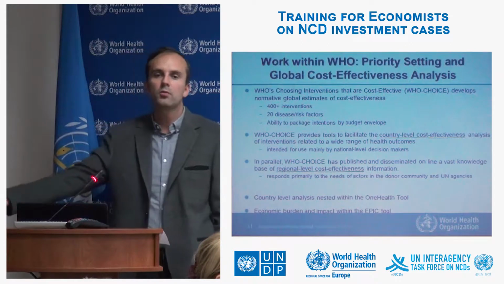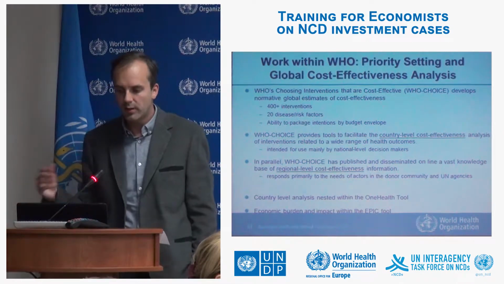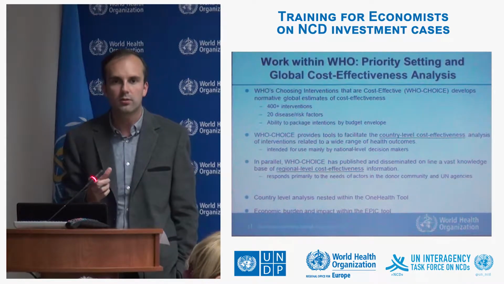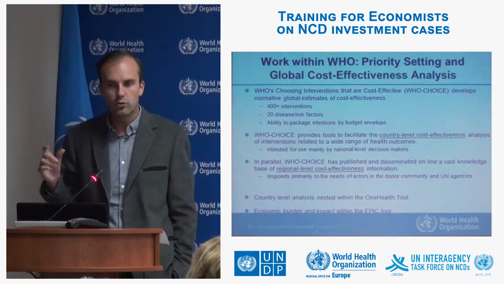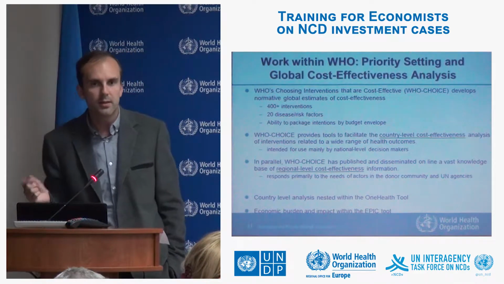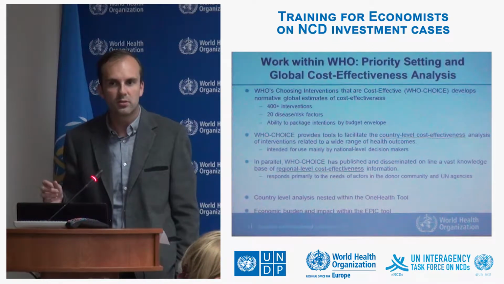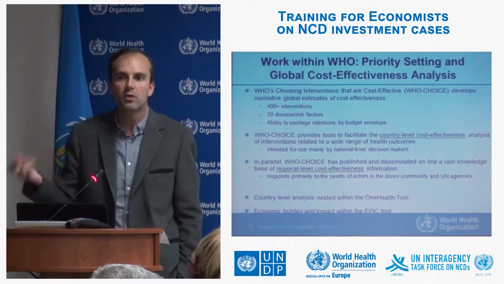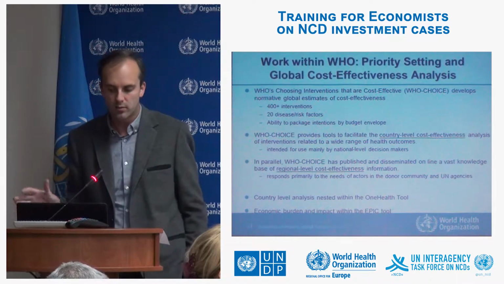So to put this within what we do at the headquarters global level of the WHO, this sits within work called priority setting and cost effectiveness analysis, which is under something called WHO CHOICE, which stands for WHO's choosing interventions that are cost effective, which comes to CHOICE. And the idea there is that we analyze different interventions, different things that you can do within health, and compare them in terms of how much they cost and how much you get out of it. We have looked at over 400 different interventions, over 20 diseases or risk factors.